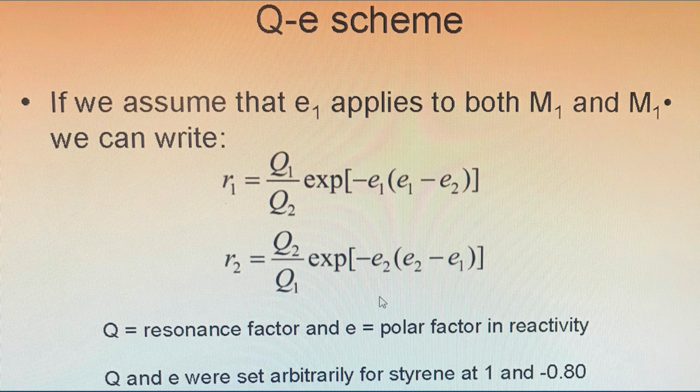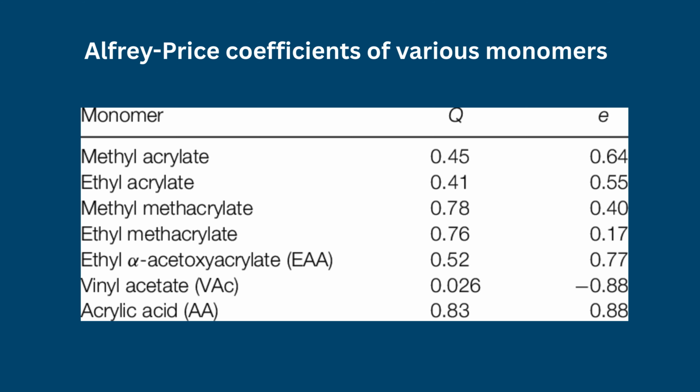The Q parameter reflects the intrinsic resonance, stabilization, and overall reactivity of the propagating radical, whereas the E parameter represents the electronic nature of the substituent attached to the vinyl group. Monomers containing electron-donating substituents, such as styrene, possess negative E values and are considered electron-rich, while acrylates, acrylonitrile, and maleic anhydride exhibit positive E values because of their electron-withdrawing substituents.